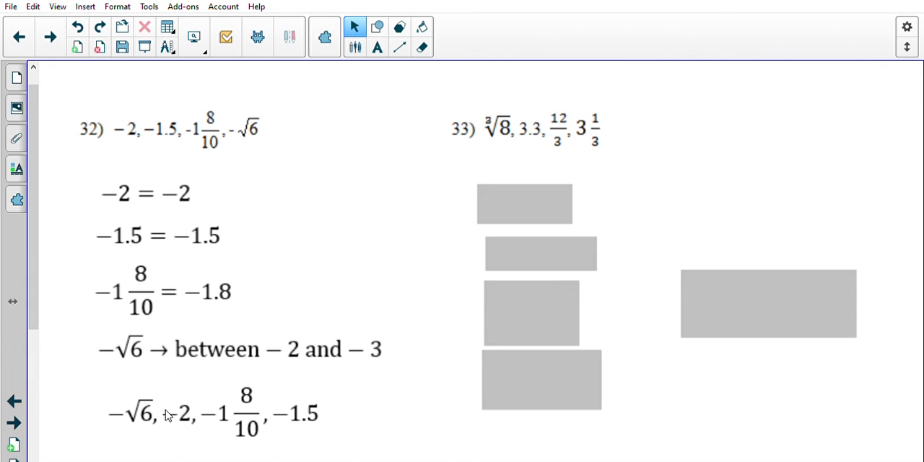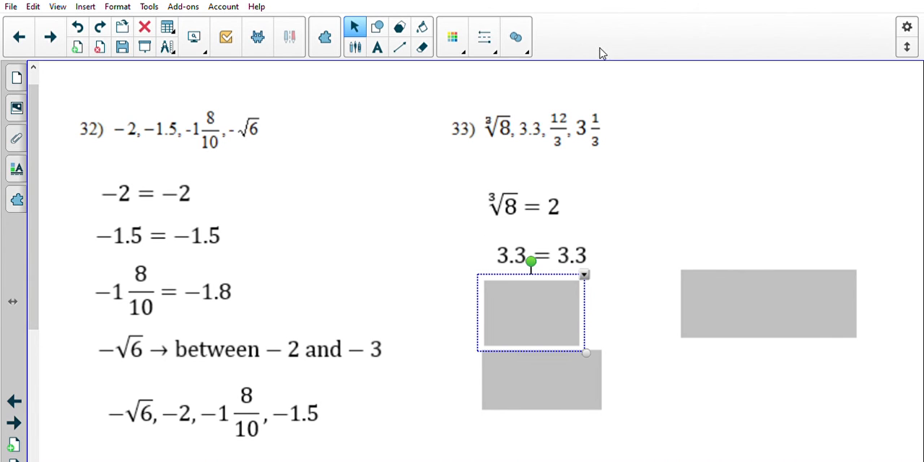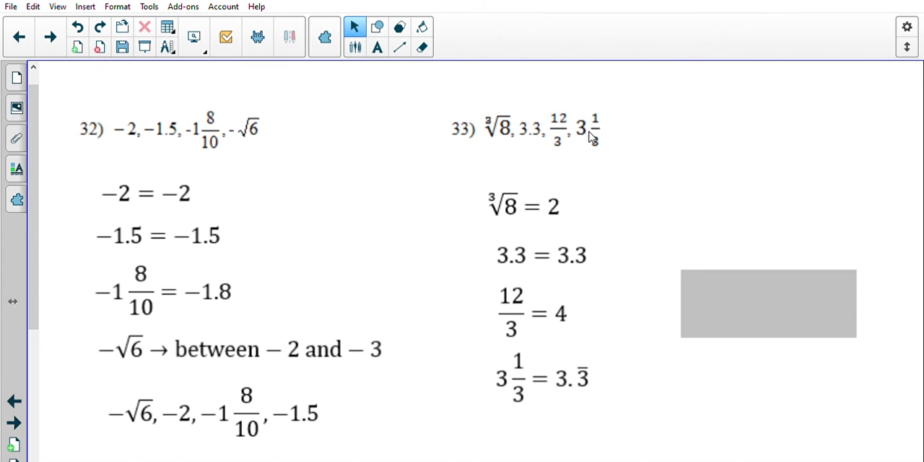All right, let's take a look at the last one of these, number 33. We've got the cube root of 8. Hopefully you remember that is 2, since 2 to the third power is 8. 3.3, of course, is equal to 3.3. 12 thirds, I did not forget about it here, is 4. Had I known or remembered that it was on the next slide, I would have just copied it over. And then finally, we have 3 1/3. We already talked about 1/3. That's 0.3 repeating, so that's 3.3 repeating.